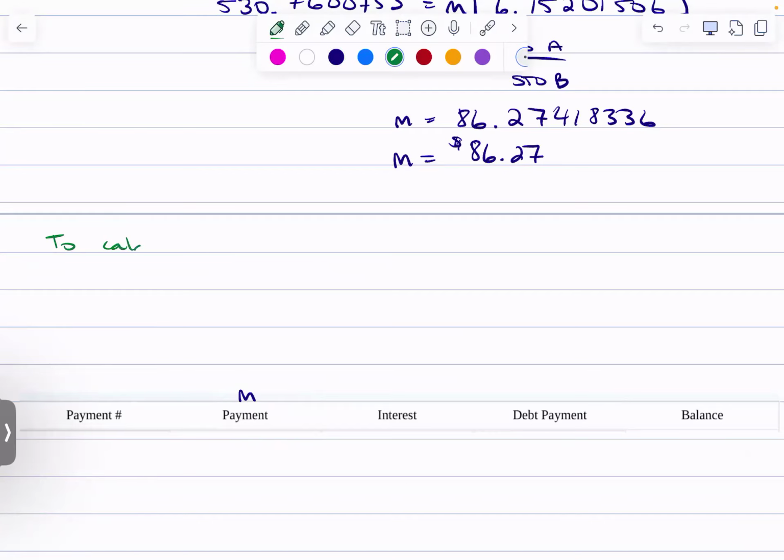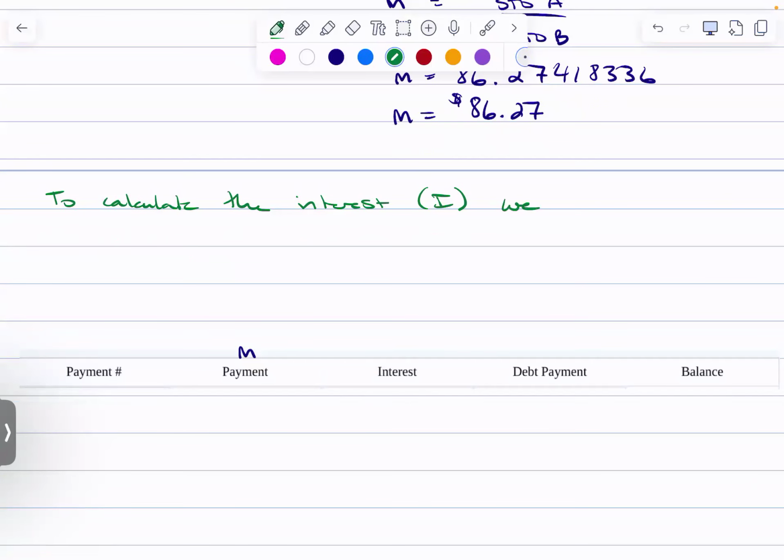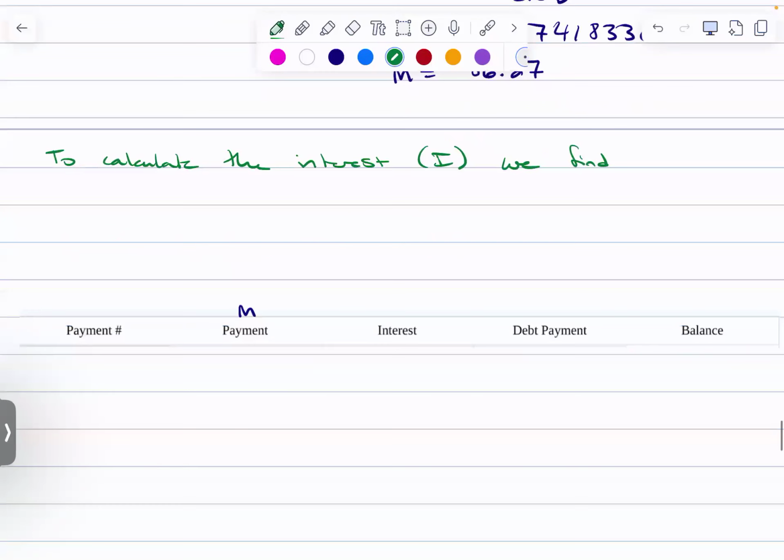To calculate the interest, we find that I is going to be PRT. The P is going to change, right? And we're going to allow it to change. So I'm just going to hold it as P. But the R times T is going to be the same always, right? Because the rate's not changing and the amount of time for one payment has to be the same, right?